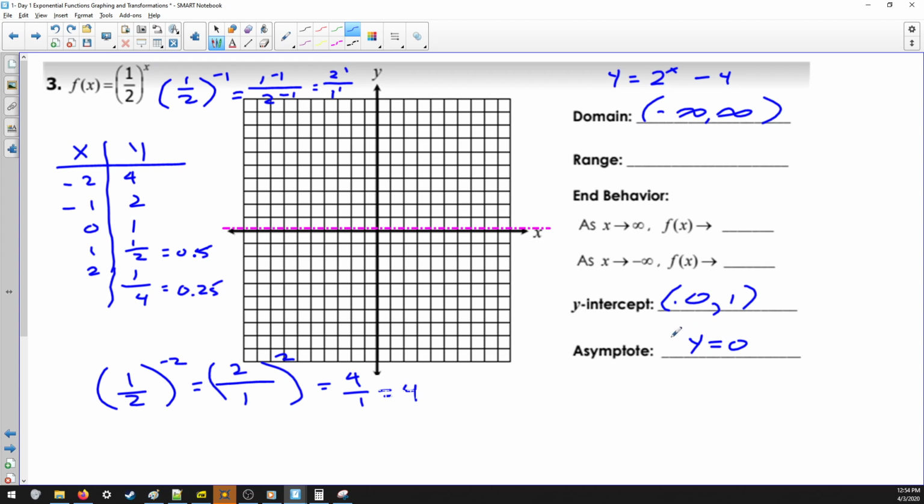So I'm going to say y equals 0 is my asymptote. Here are my points. Let's start graphing them. It looks like, again, 0, 1. Then 1, 1/2, which is right here.